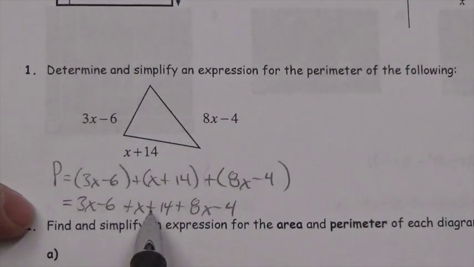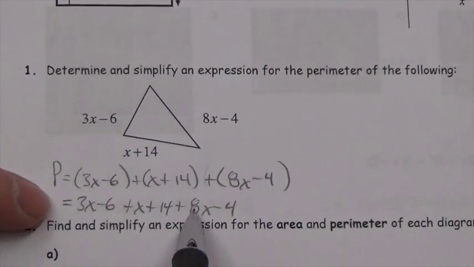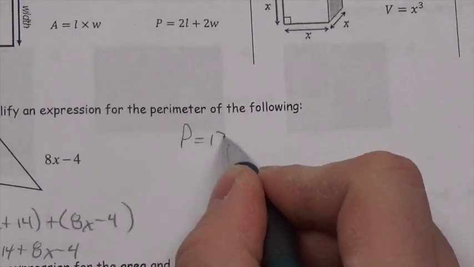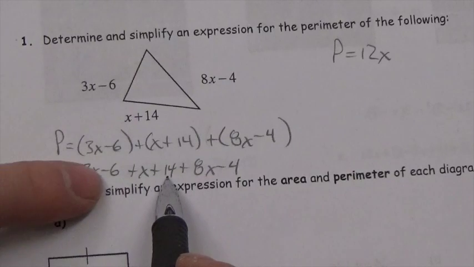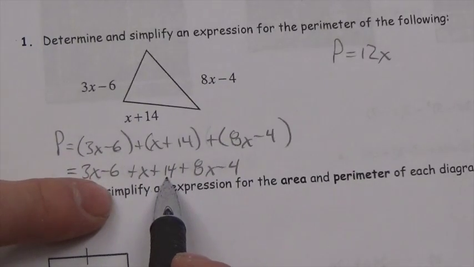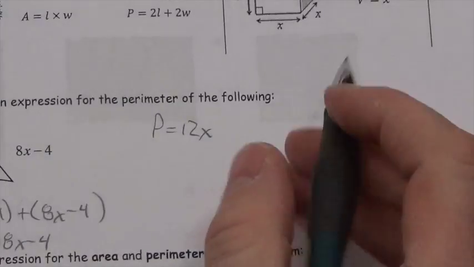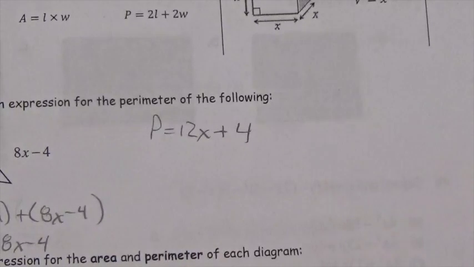Now, x is my variable. I don't know what it is, but I've got 3 of them here, 1 of them here, so 4, plus 8x. So my perimeter is going to have 12x in it. And then over here I've got negative 6 plus 14. Well, negative 6 plus 14 is going to be 8. And then minus 4, that's going to be positive 4. So a simplified expression for the perimeter would be 12x plus 4.